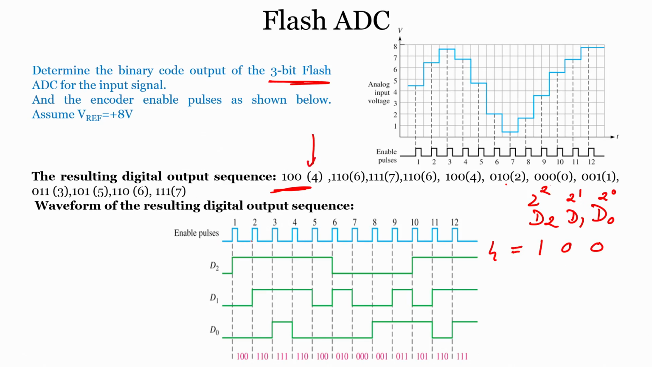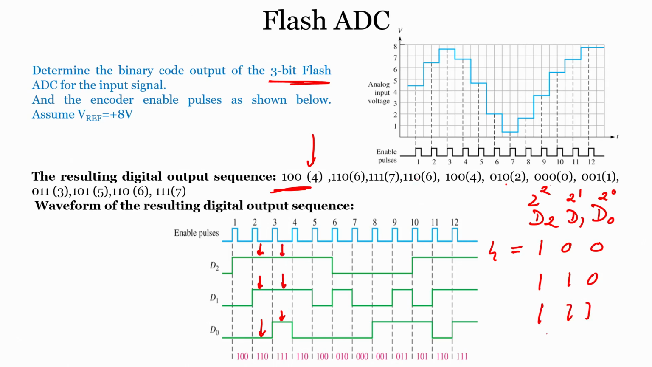Now we have the second pulse. When you have the first pulse, only D2 should be on, D1 should be 0. The second pulse is 1 1 0, that means D2 and D1 should be on, which is right over here, and D0 should be 0. The third pulse is 1 1 1. So, all three signals should be high.